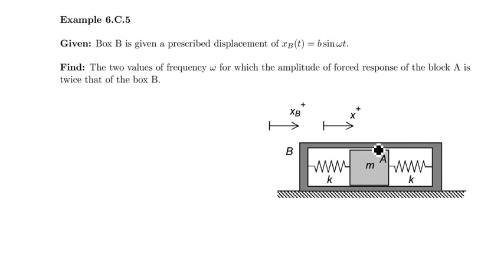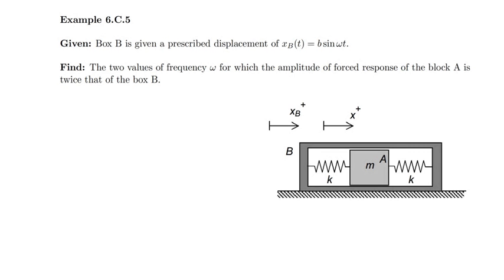Alright, so in this problem we have a box P, which is given a prescribed displacement of x_b of t equal to b times sine of omega t. And we're asked to find the two values of the excitation frequency omega for which the amplitude of the forced response of the block A is twice that of block B.